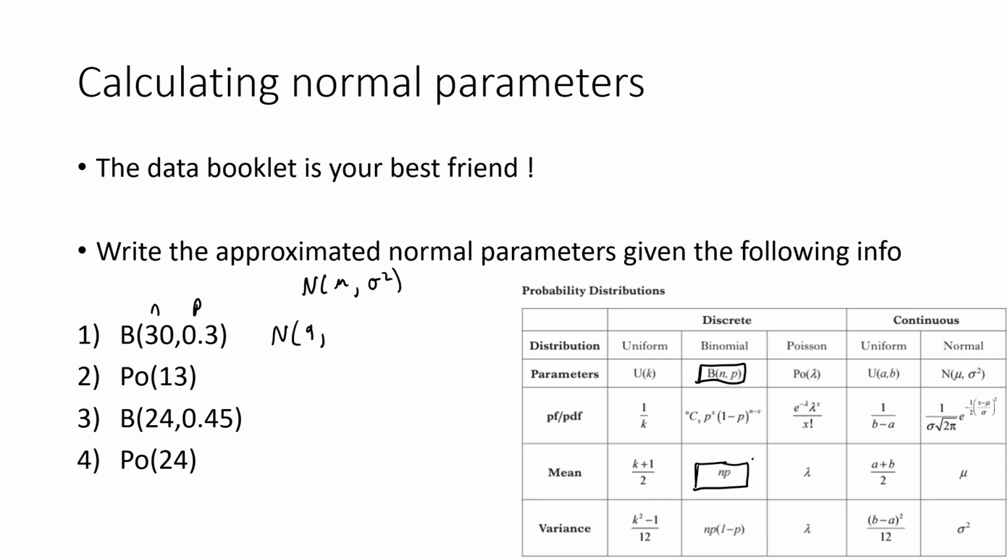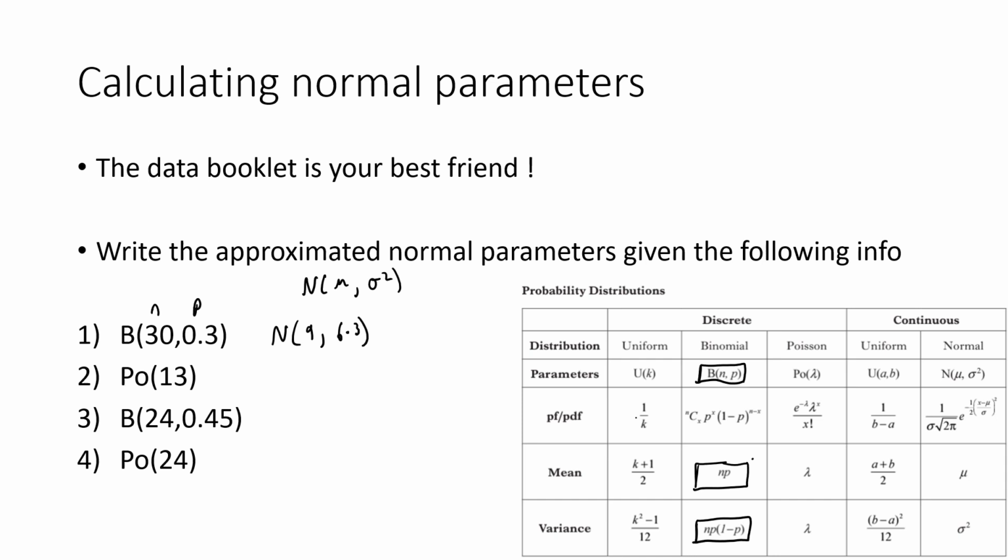Now we also want sigma squared, which is variance. 1 minus p is q. So for variance, we do n times p times q. And that should give us 6.3.